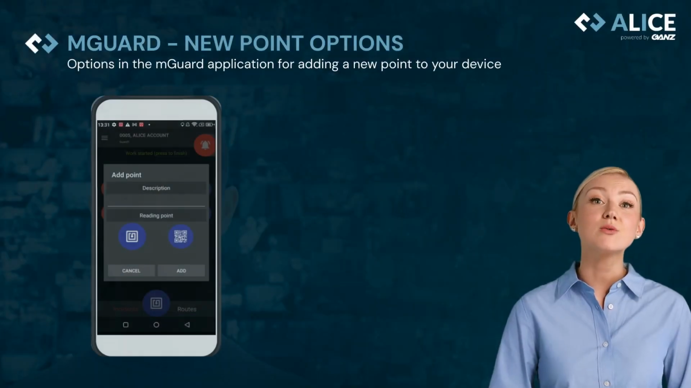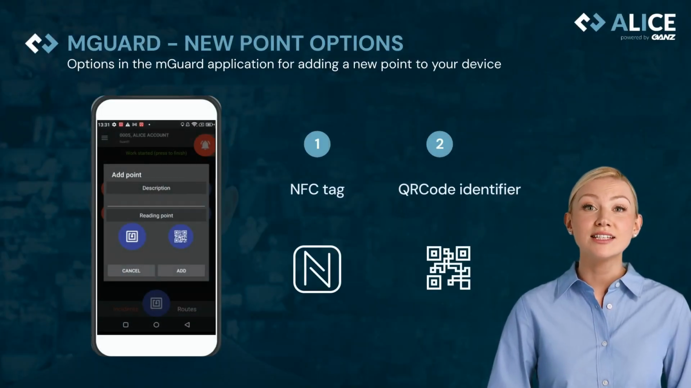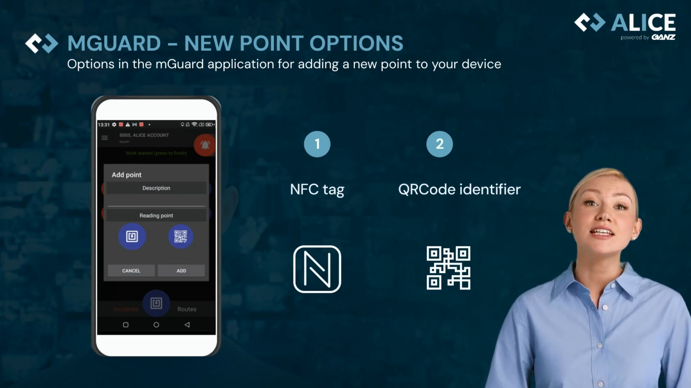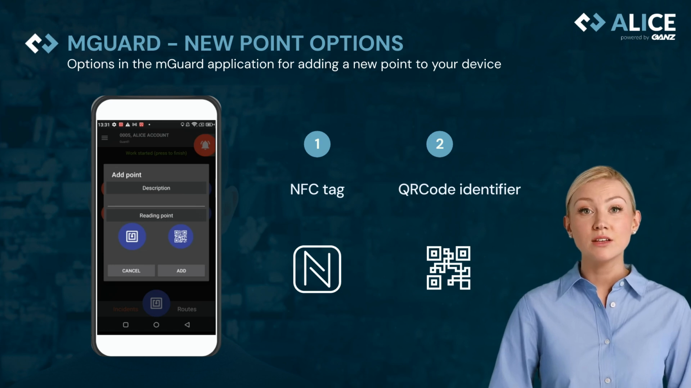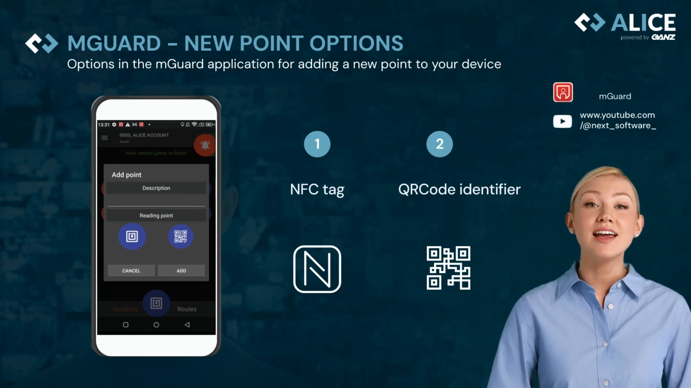The app allows the point to be read out via NFC or QR code, depending on what was previously selected in the configuration level in the application. The points that will be added and linked to the device with a description can be used when planning rounds in the Edit console. If you're interested in the mGuard app, check out our YouTube channel for a dedicated tutorial on its configuration.